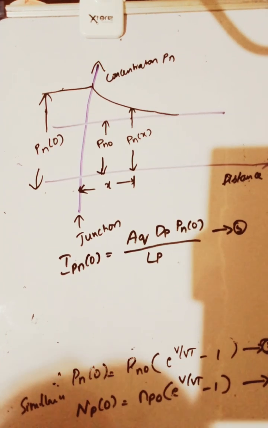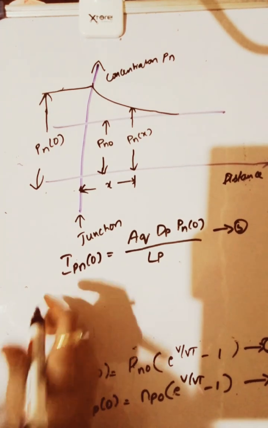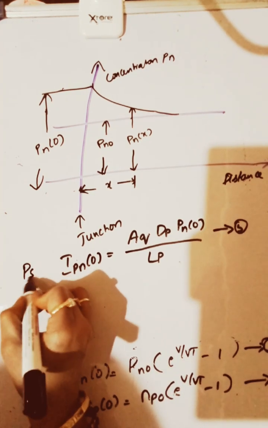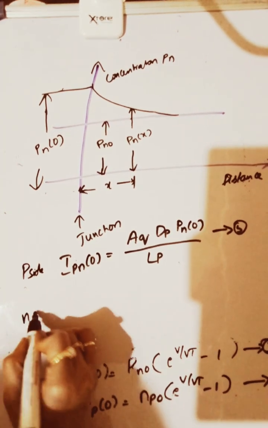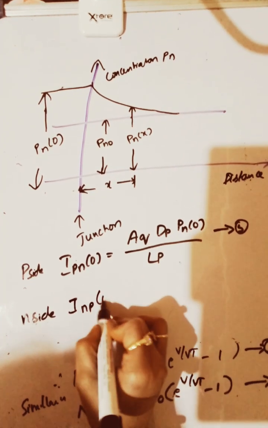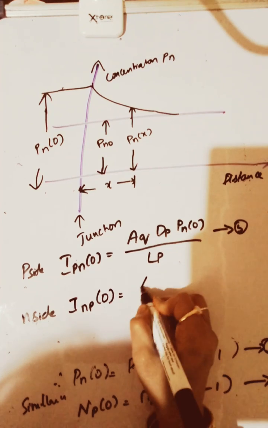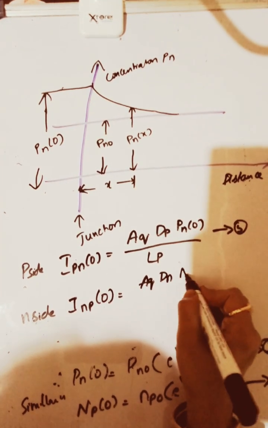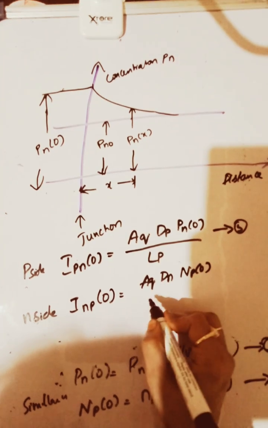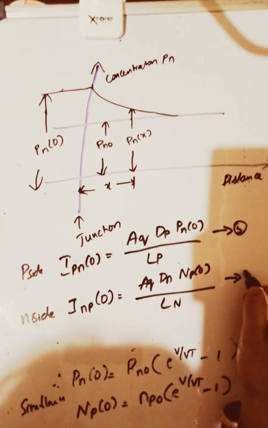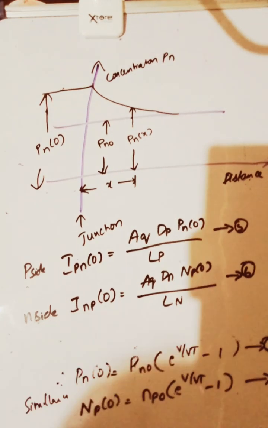Similarly, the electron current crossing the junction from N side to P side is given by I_np of 0 is equal to A q D_n N_p of 0 by L_n. This is equation number 6.